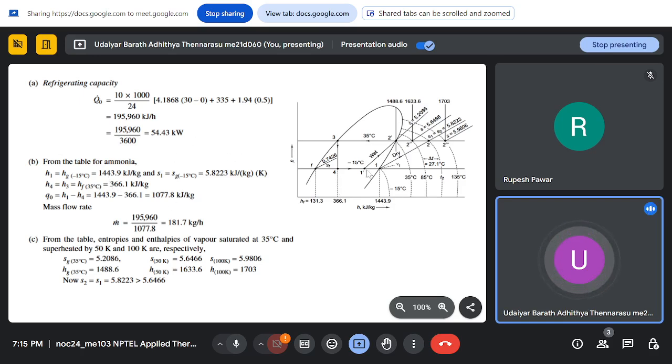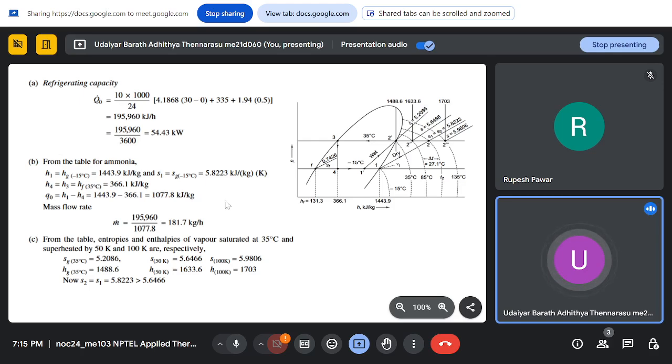and with this we can find out the cooling capacity per unit mass of refrigerant. So that will be H1 minus H4, which will come out to be 1077.8 kilojoule per kg. With this we can find out the mass flow rate of the refrigerant required. It will come out to be 181.7 kg per hour.